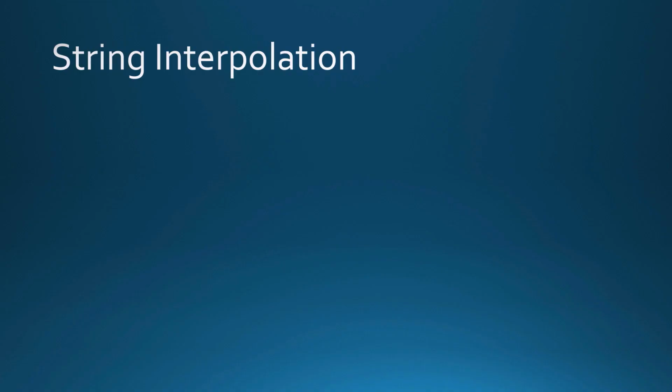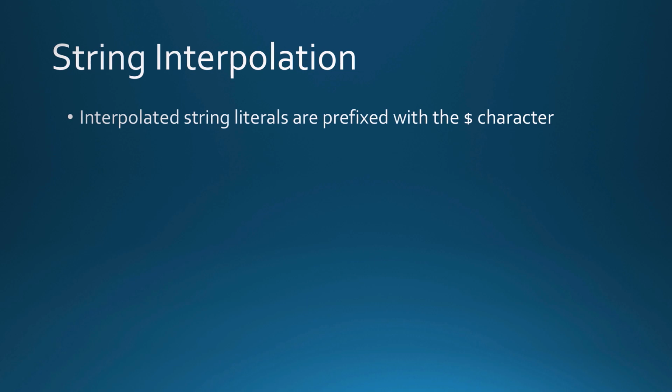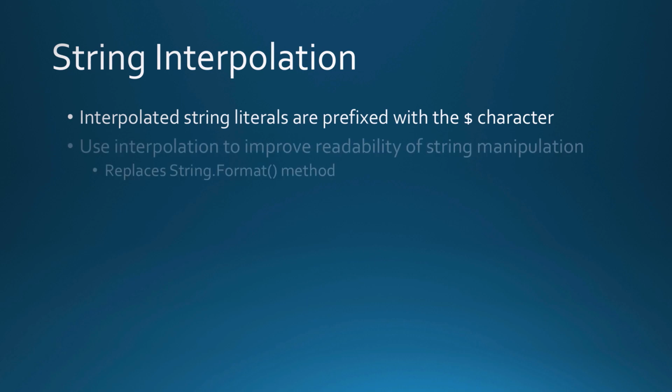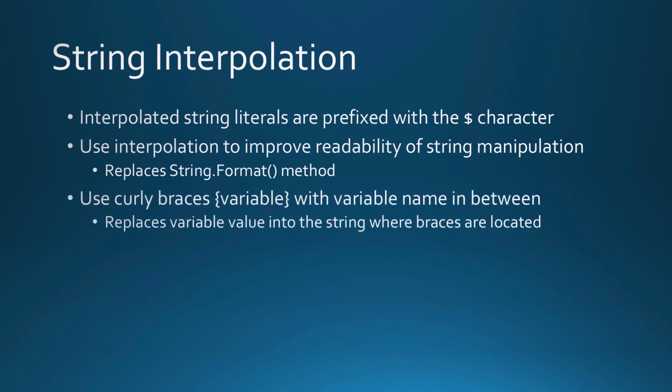Let's take a look at string interpolation. Interpolated string literals are prefixed with the $ sign character, and we use interpolation to improve the readability of string manipulation. In fact, what this does is it replaces string.format. Remember that method I showed you earlier where you had to put in the placeholders like curly brace 0, curly brace 1, and then you had parameters that you had to line up? That was a mess. What we do now is we use curly braces with the actual variable name within it that we want to replace. So this replaces that variable's value into the string where those braces are located.